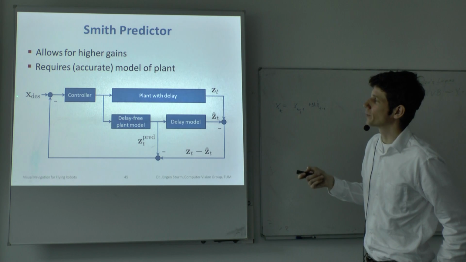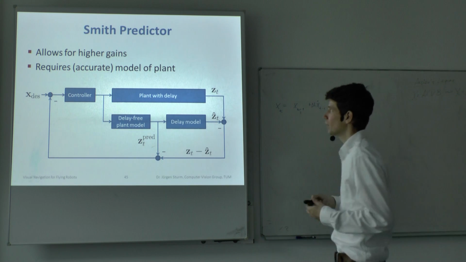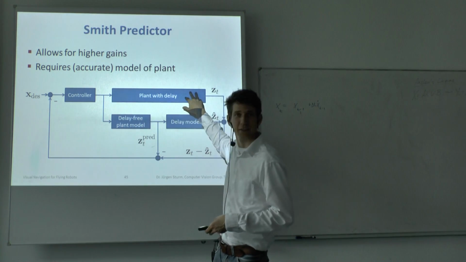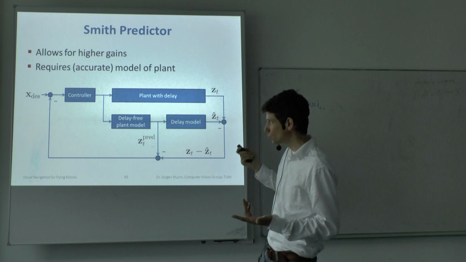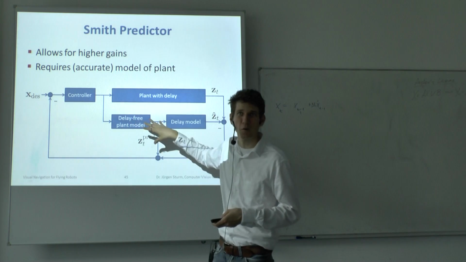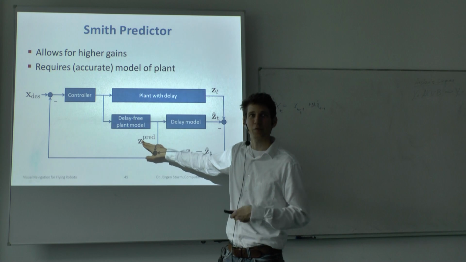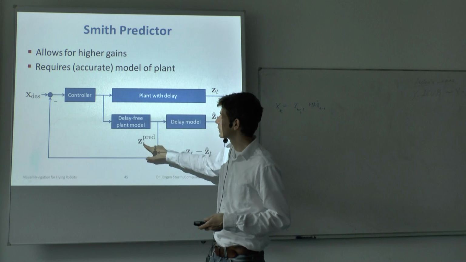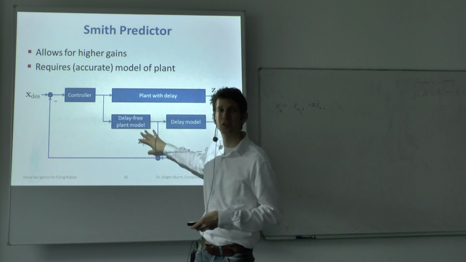So again, we have our desired value, we have a measurement, and we compute an error value that we feed into the controller. Now the controller outputs a certain control that we feed into our plant that suffers from this delay. At the same time, we feed the same control into a simulated model of our plant that doesn't have this delay. So this immediately spits out a predicted observation with no delay in principle. And then we can use this predicted value for our controller. Might be dangerous, of course, because this model might not be super accurate.